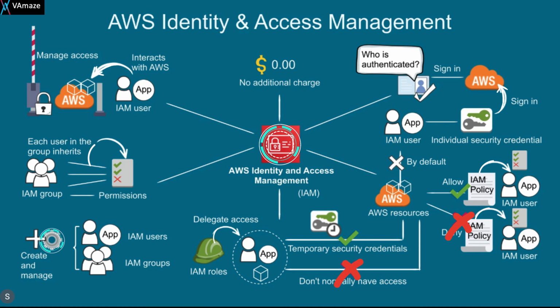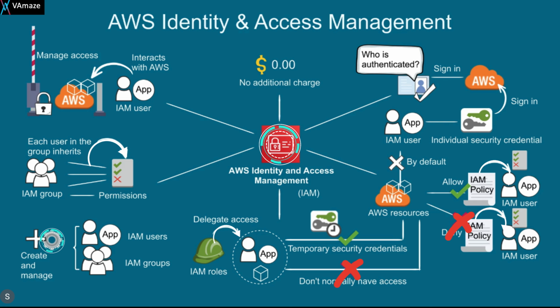An IAM user is an entity that represents the person or application that interacts with AWS. An IAM group is a collection of users. Each user in the group inherits the permissions of the group. Using IAM, you can create IAM users and groups and manage them.